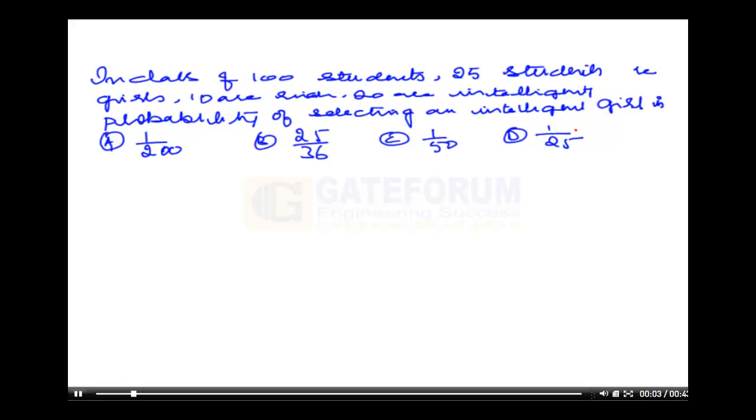Then we have to find the probability of selecting an intelligent rich girl. The probability of selecting a girl is 25 by 100. Also, intelligent is 20 by 100, and rich is 10 by 100, because all the 3 events have to happen. Therefore, the probability of the event is equivalent to 1 by 200. So hence our answer is A.